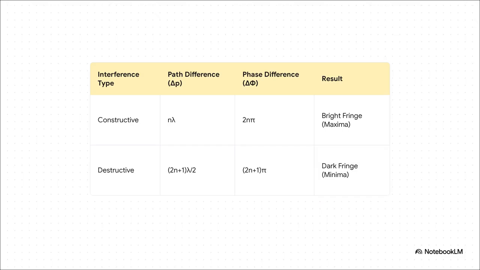So what's actually happening here? Well, the key to everything is the path difference. If the waves arrive perfectly in sync, in phase, they build each other up and you get a bright fringe. We call that constructive interference. But if they arrive out of sync, they cancel each other out, and you get a dark fringe. That's destructive interference. It's as simple as that.